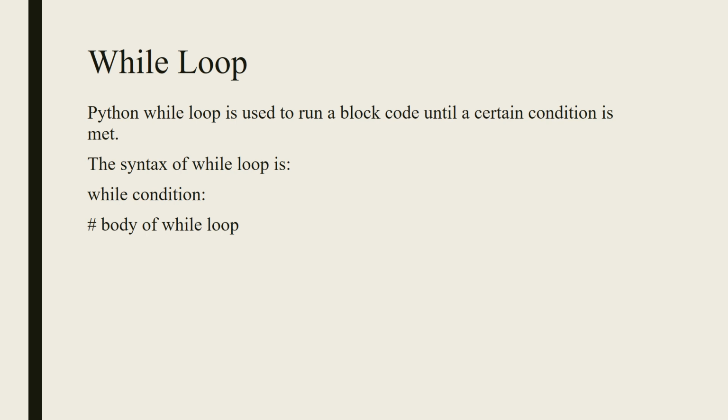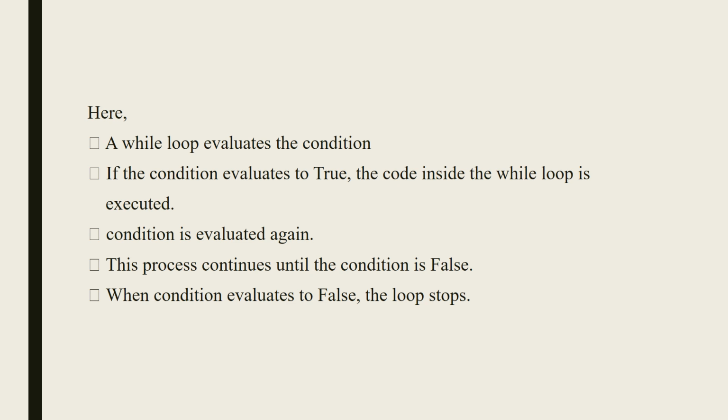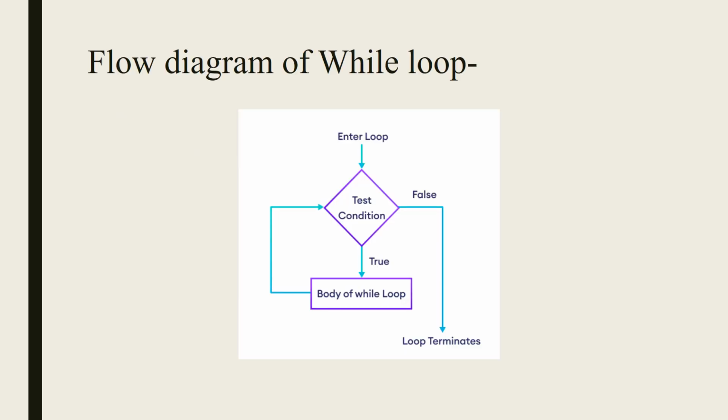The syntax of the while loop is: while condition, and then the body of the while loop. Here, the loop evaluates the condition. If the condition evaluates to true, the code inside the while loop is executed. The condition is evaluated again. This process continues until the condition is false. When the condition evaluates to false, the loop stops. This is a flow diagram which represents a while loop.